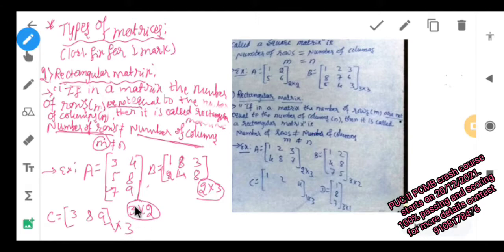Okay, a few more types of matrices we shall discuss in the next class. So I hope everybody understood clearly. In the same fashion we shall discuss in offline classes. So offline classes are going to start after your midterm examinations.